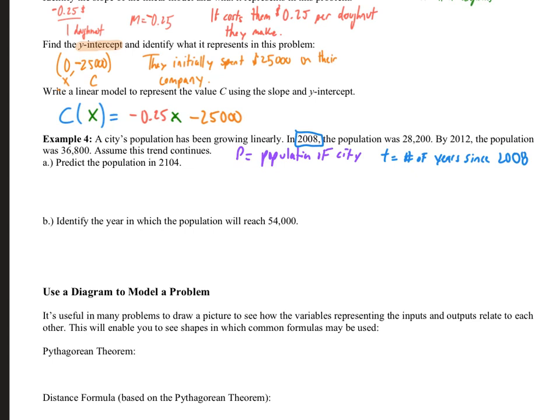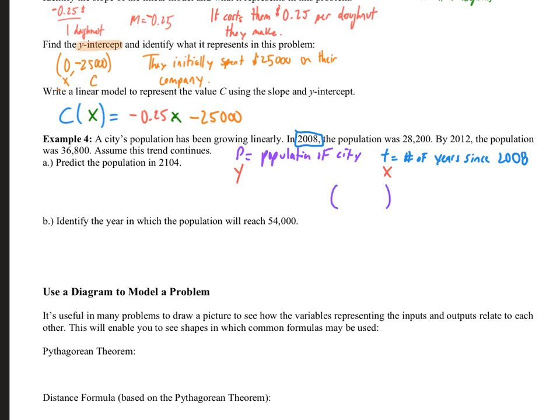What I would notice with this, and the way I like to think about this, is they're giving us 2 points. And so the population would be changing based off the years. So that would mean that this is my independent variable, and this would be my dependent variable. So the population is acting like my y, the time would be acting like my x. And so they're giving me points on a line, right?